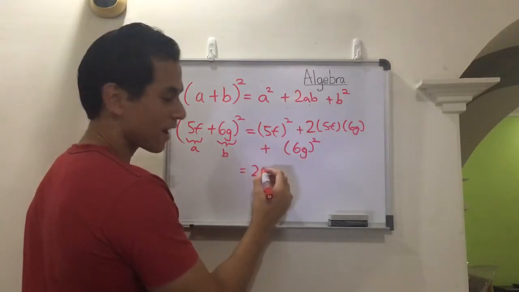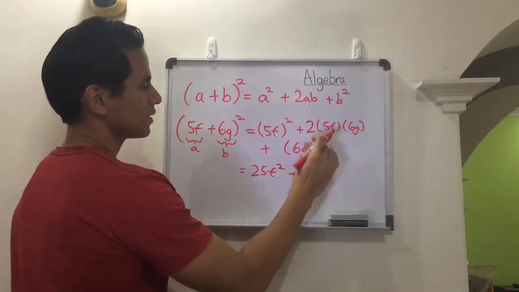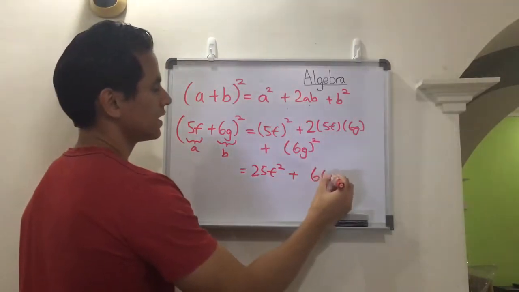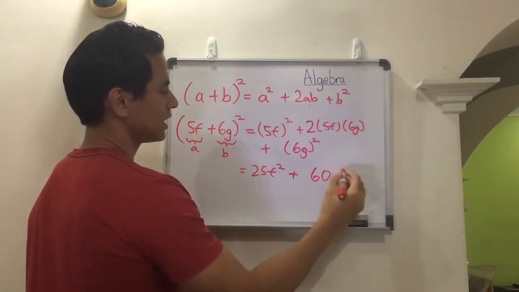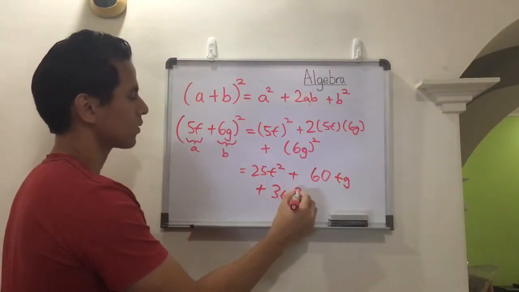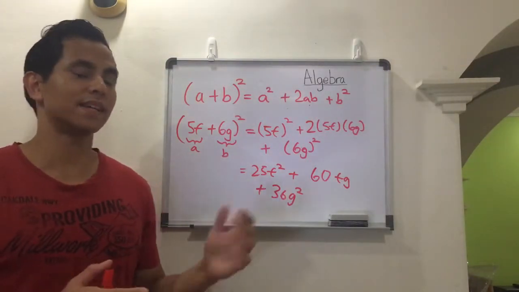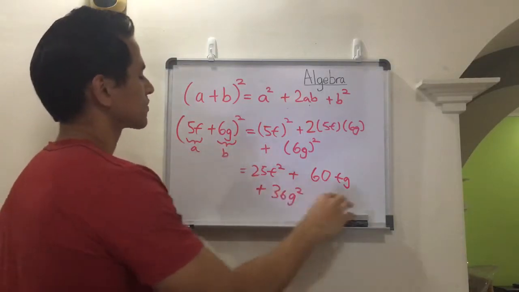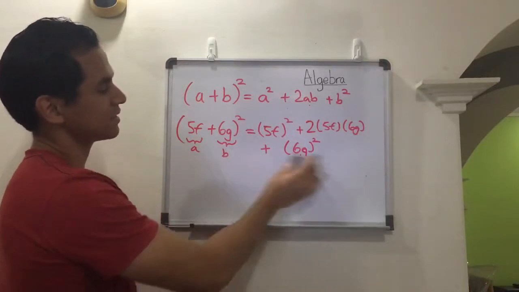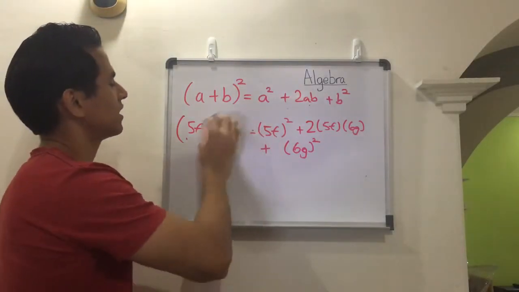5f squared will just be 25f squared. This will be 2 times 5 times 6, giving me 60. So 60, then f and g will come down, so 60fg, and 6g squared will give us 36g squared. Okay, so this is the second example whereby we used the identity. So now let me move on to use another identity. They're actually all the same, but just for your curiosity's sake, let's use other identities.